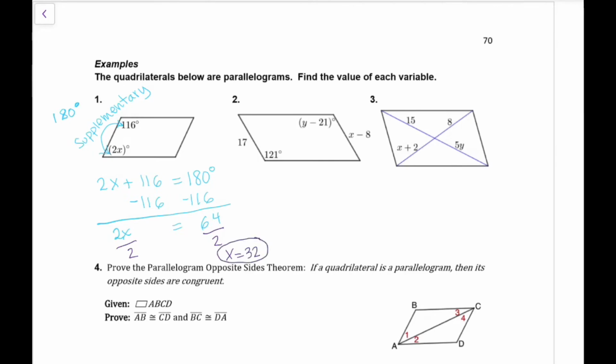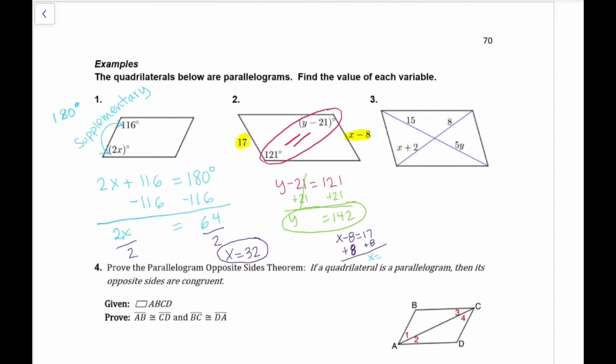Now on example 2, we have some angles that are opposite each other. Parallelograms have equal angles that are across from each other. So y minus 21 equals 121. We add 21 to both sides, and y will equal 142. Now, in a parallelogram, the opposite sides are also equal. So 17 will equal x minus 8. We add 8 to both sides of the equal sign, and x will equal 25.